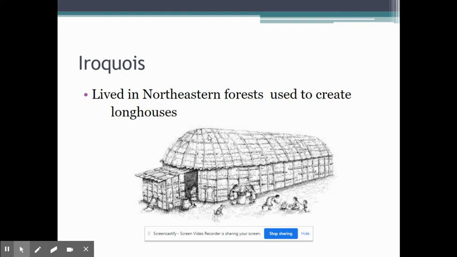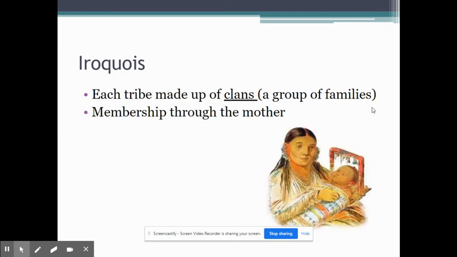Mom was in charge. She put out the chores, she made sure things were done. Dad was probably off working or heading off to war. She was responsible for the care and the upkeep of the house and the family. Mothers were very important in Iroquois society. Each tribe was made up of groups of families or clans, and you identified your membership through your mother.